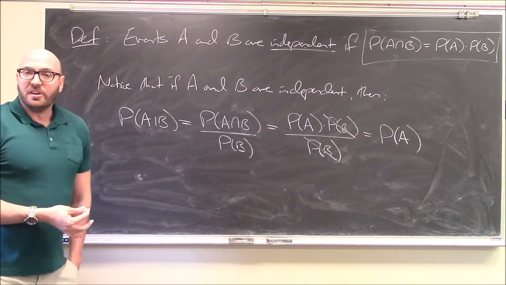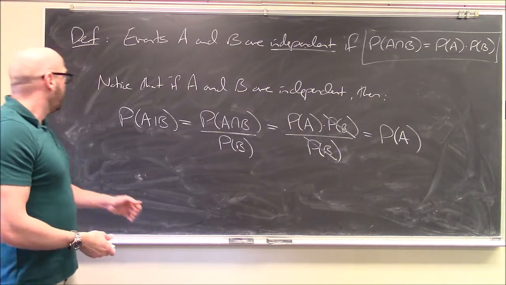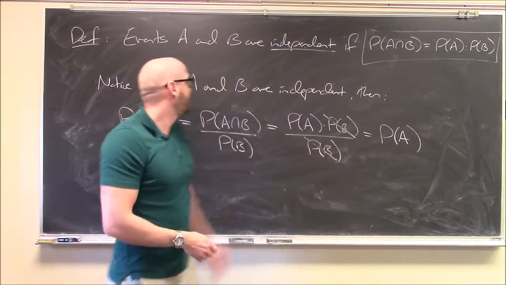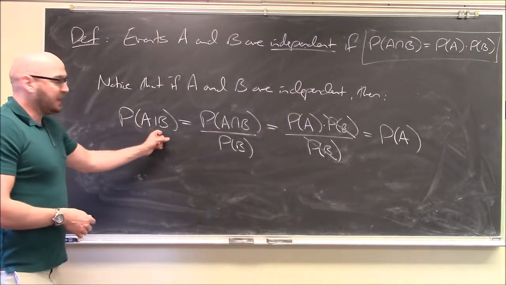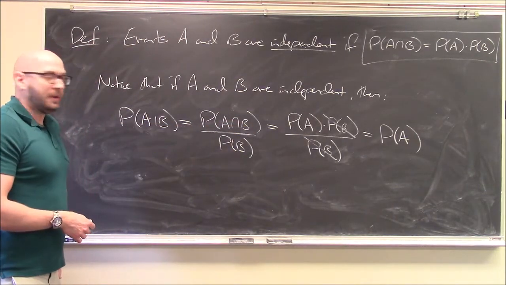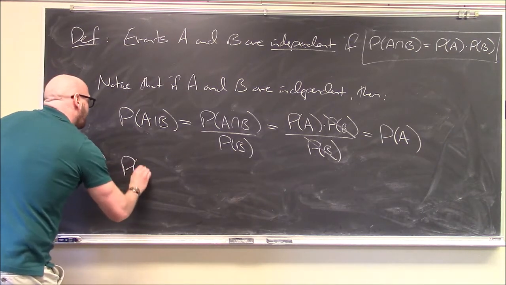So this matches up with our intuition from the last example, right? This is what we're getting at when we talk about independence, is that B occurring didn't change the probability at all. So the probability of A given B is still just the probability of A for independent events. And you could go the other way around too.